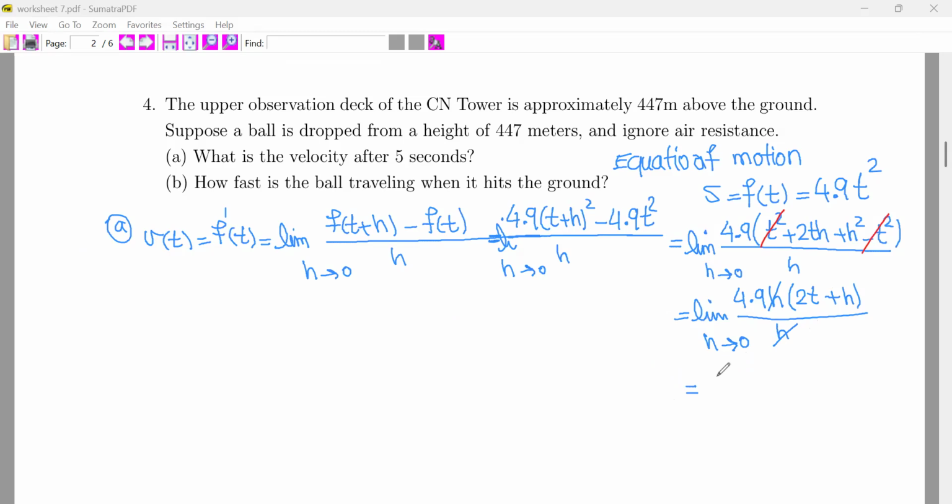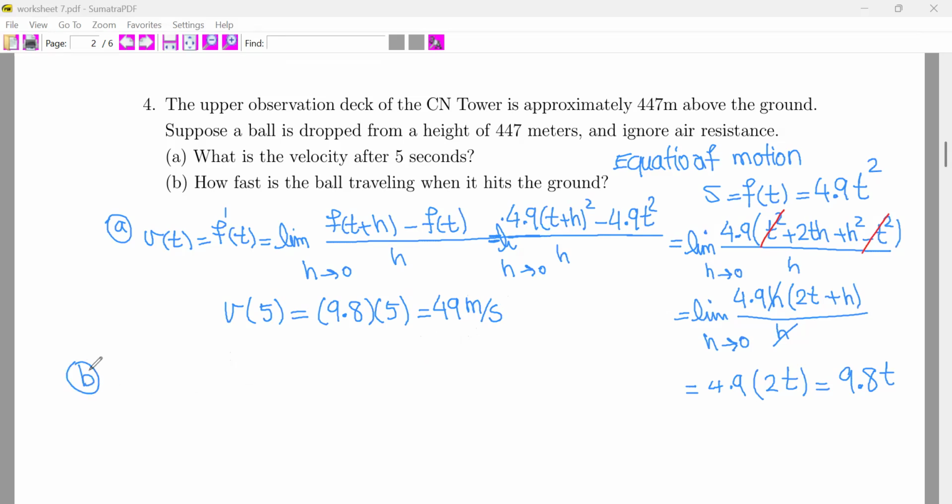we are left with 4.9 multiplied by 2t. Altogether, we would have 9.8t. This is the formula for velocity. But the question is, what is the velocity after 5 seconds? Now that we have the formula for velocity, we can apply 5 here. So we plug in 5 and we would get 9.8 multiplied by 5, which is 49 meters per second.